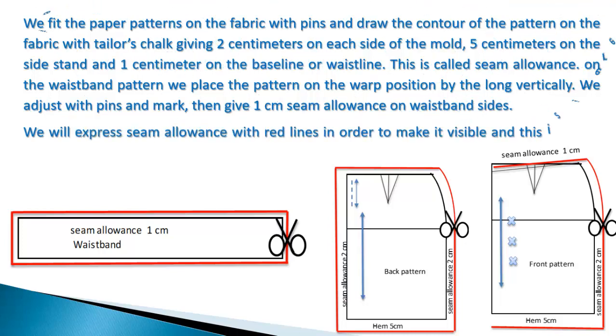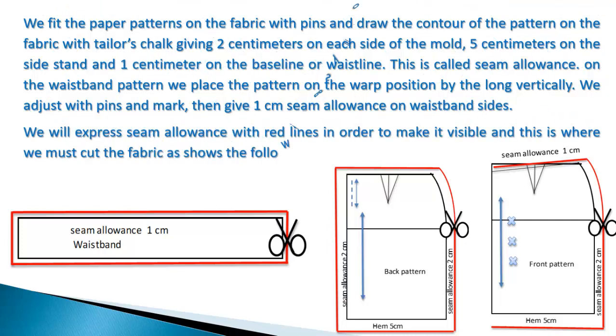On the waistband pattern, we place the pattern in the warp position, by the loom vertically, we adjust with pins and mark, then give 1 centimeter seam allowance on the waistband sides. We will draw the seam allowance with red lines in order to make it visible, and this is where we must cut the fabric, as shown by the following symbol.